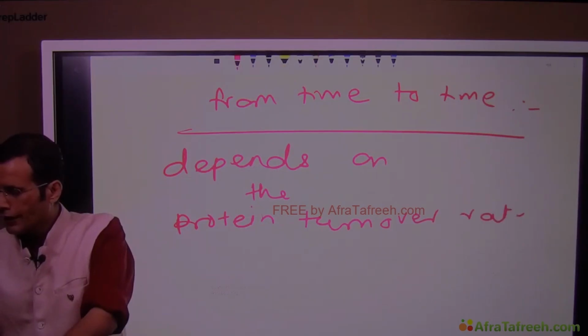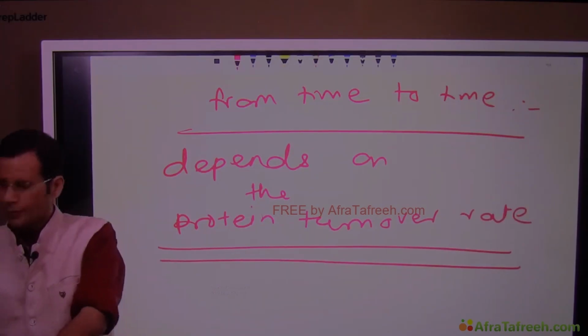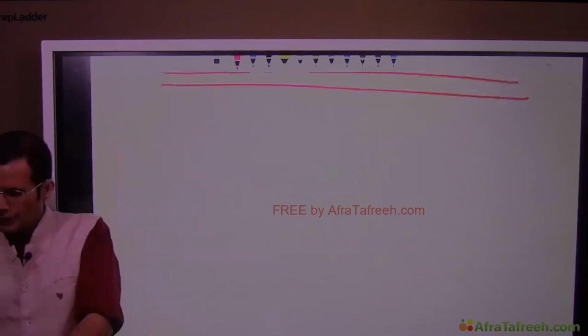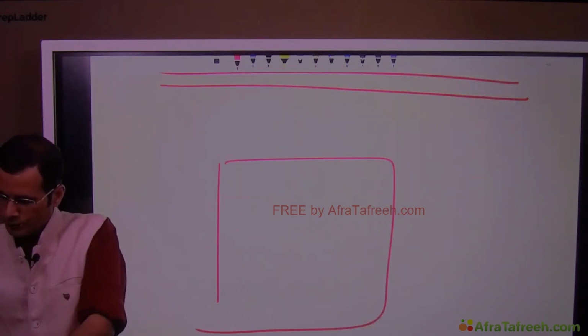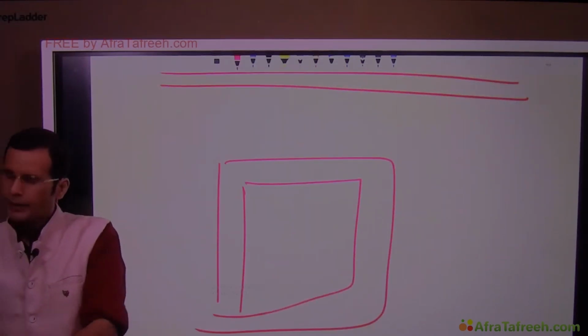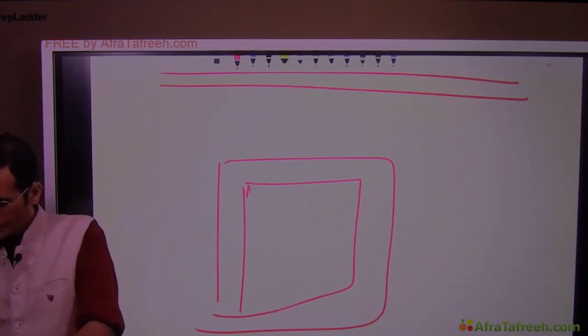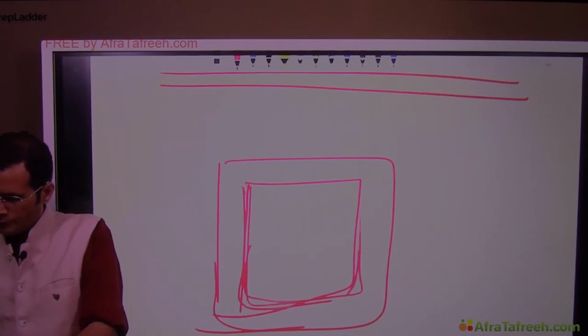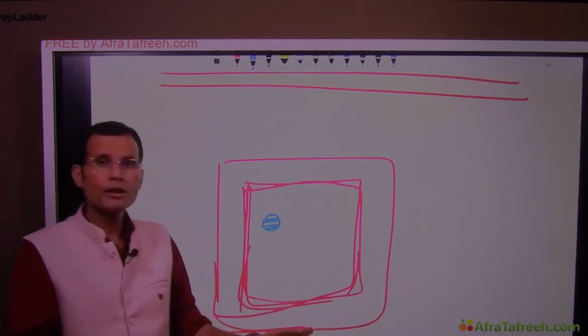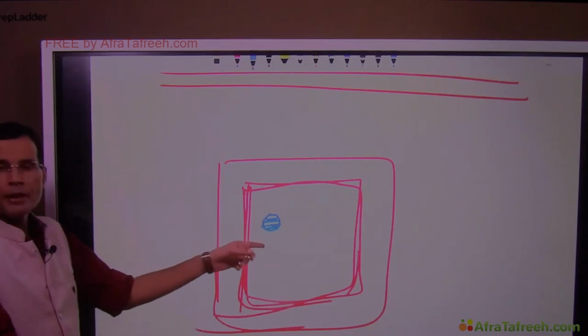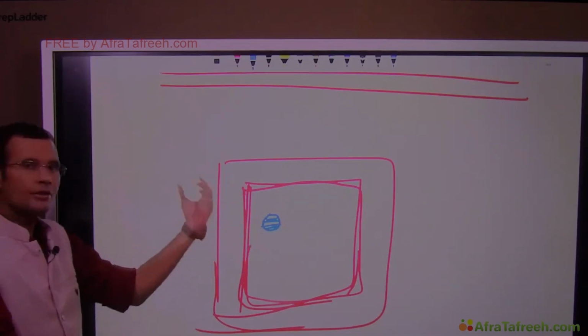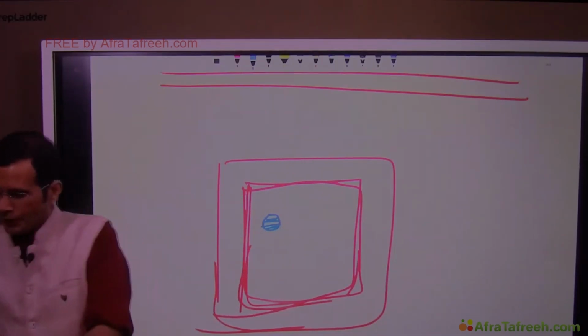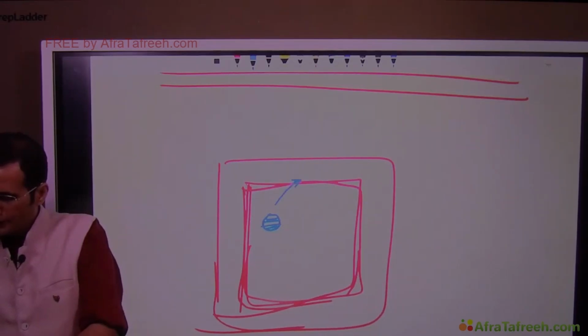Protein turnover rate. Let me explain this. Here is a typical cell and its membrane. Now, protein turnover rate means, here is a membrane protein. We are talking about membrane proteins right now. Here is a membrane protein. It was synthesized inside the cell. It was taken to the membrane.